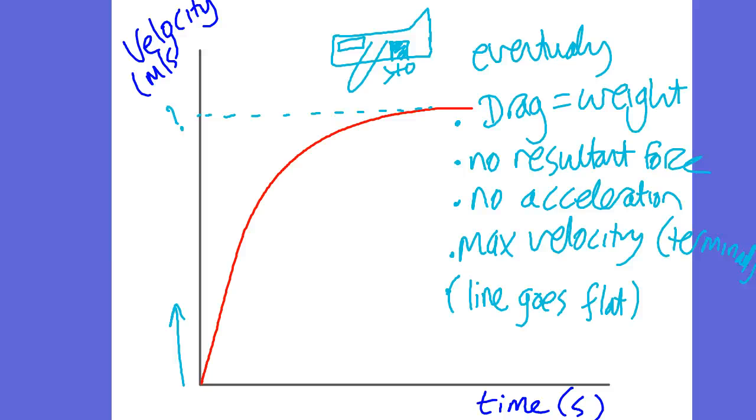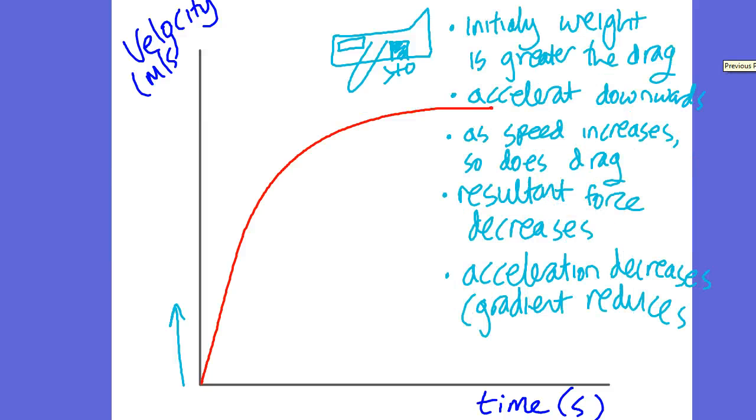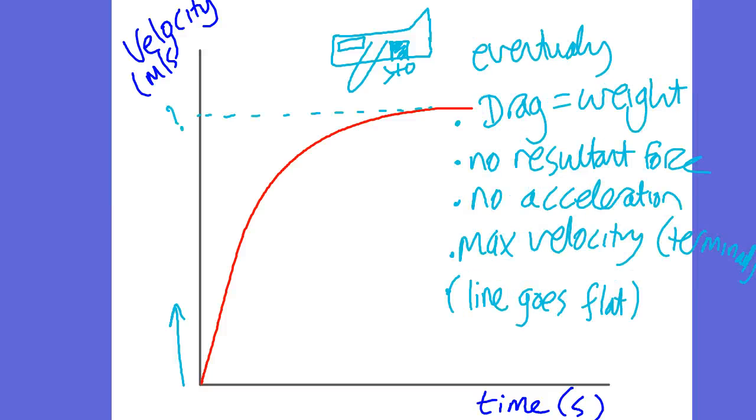But essentially, if we go back through it, okay, key points: weight is greater than drag, you accelerate, you see that on the graph, speed increases, drag increases, resultant force decreases, the acceleration decreases. Remember, at no point are you slowing down, you're always gaining speed, but you gain speed less rapidly as your acceleration decreases. Eventually, drag equals weight. This is the point that most people get about terminal velocity. Okay, the drag equals the weight. No resultant force, no acceleration, max velocity, terminal velocity is reached, line goes flat.